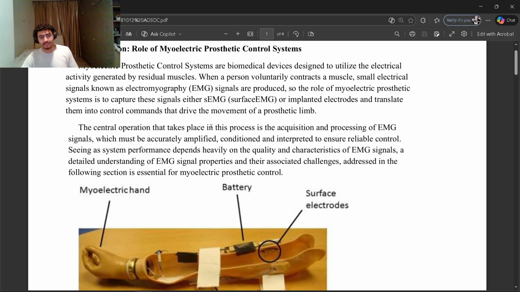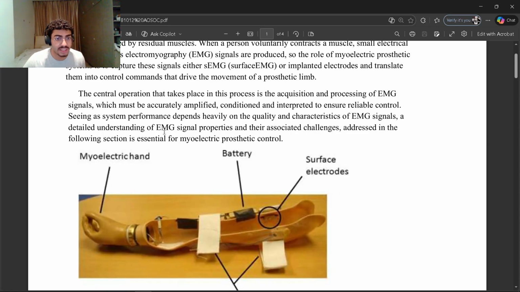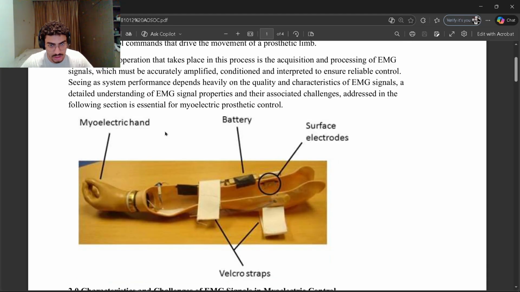These electrical activities, we call them electromyography signals. They're produced by the action potential in the nerves, all right? And usually they're produced when you contract a muscle voluntarily. Now, the central approach for this myoelectric prosthetic control system is to have electrodes on the prosthetic hand, and we obtain EMG signals, we process them, and then we interpret them to drive control over the prosthetic limb.